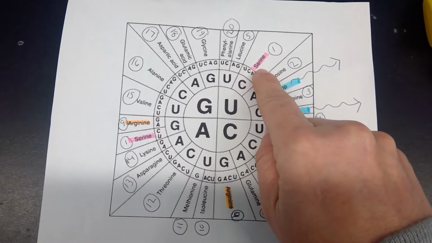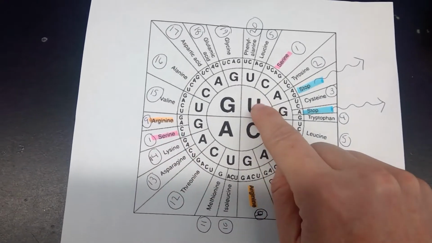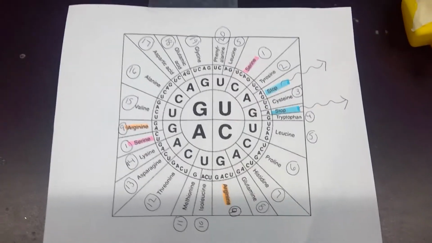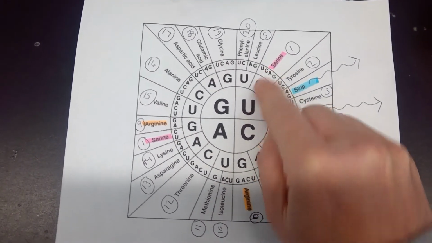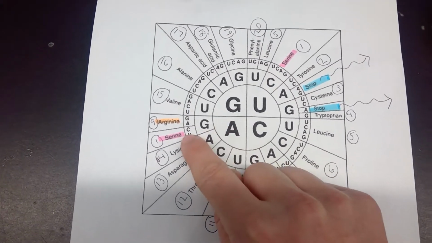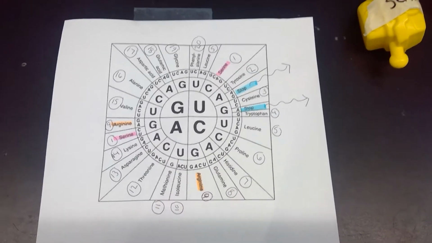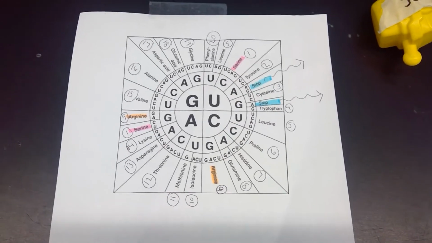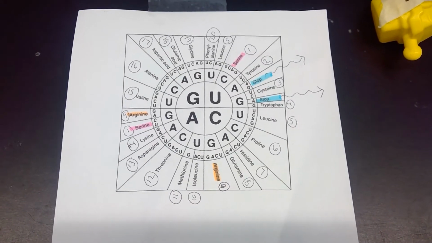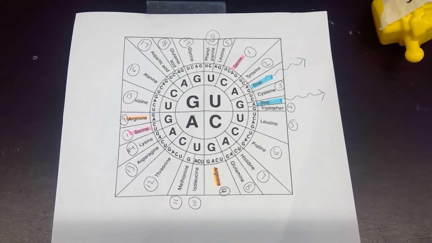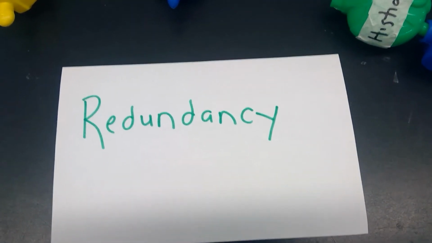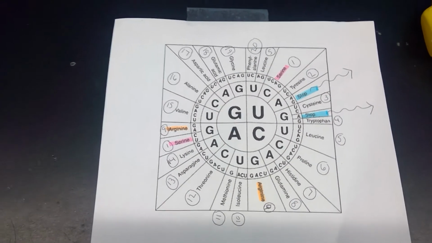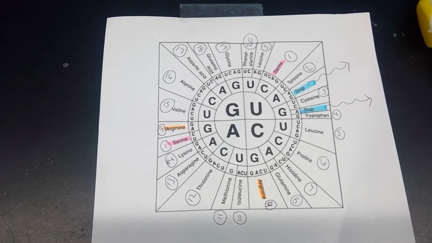For example, serine right here is also right here. So there are a number of different codons that will result in the serine amino acid. Right here, we could have UCU, but over here, we could have AGC. So there are actually 6 codons that will code for serine. For most amino acids, there are many different codons that will result in that amino acid, and we call this redundancy. We say that there is redundancy in the genetic code, meaning there are several different codons that code for one amino acid.